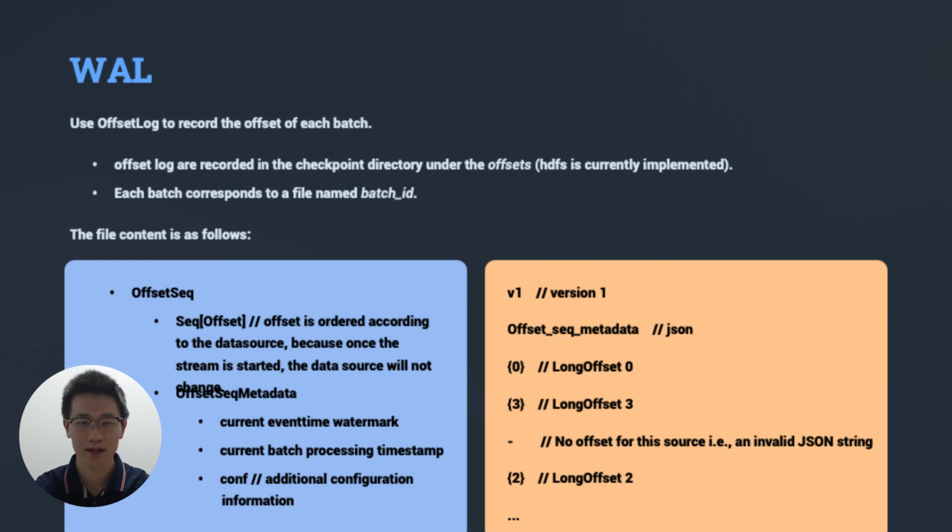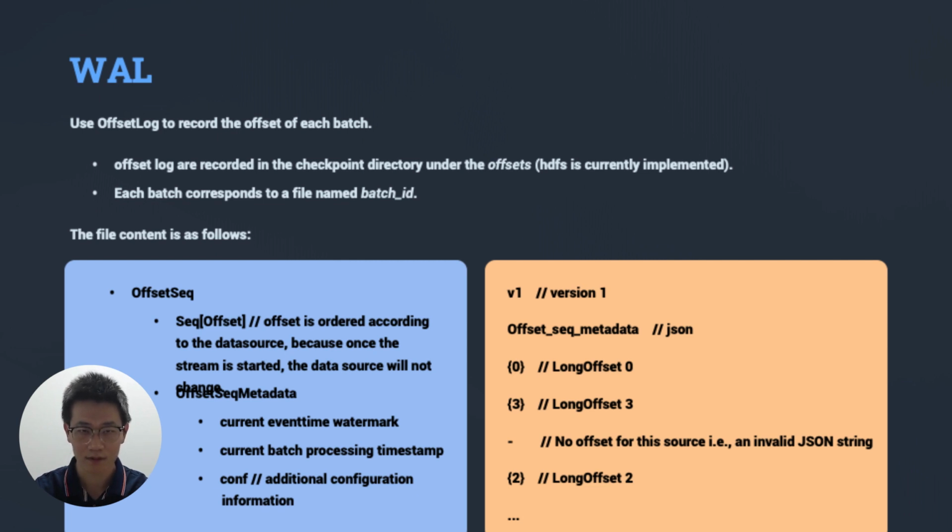Within the checkpoints directory, there's an offset subdirectory, and each VP processing has a corresponding batch ID. WAL records a file for each VP processing, and the file name is the batch ID. As for the file's content, it's a serialized structure represented in the blue box on the left, which can be considered similar to a JSON format, and is written to the file.